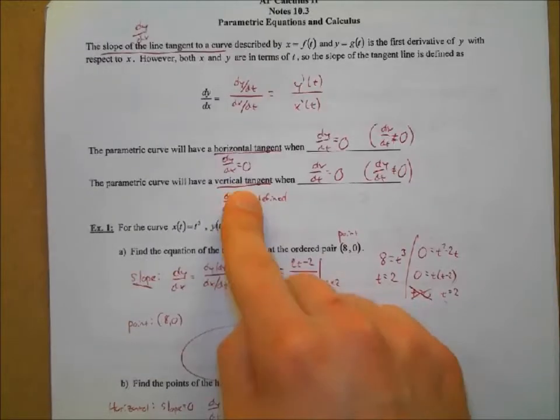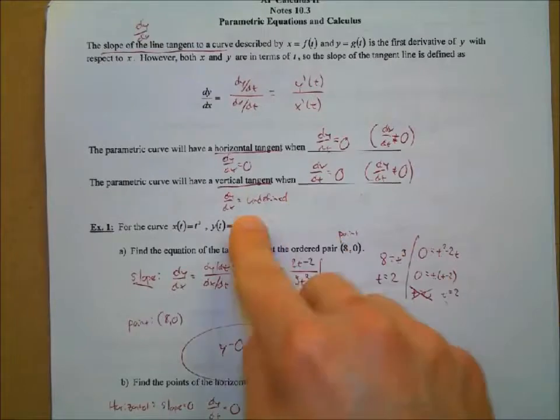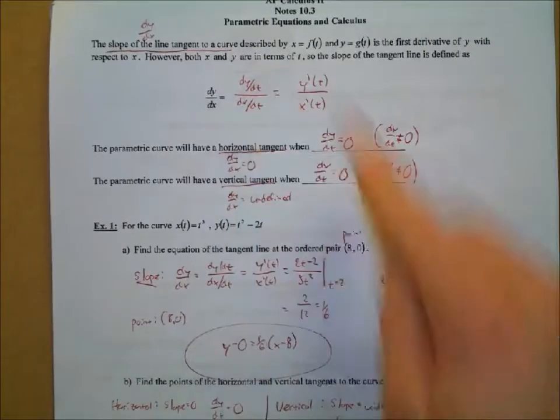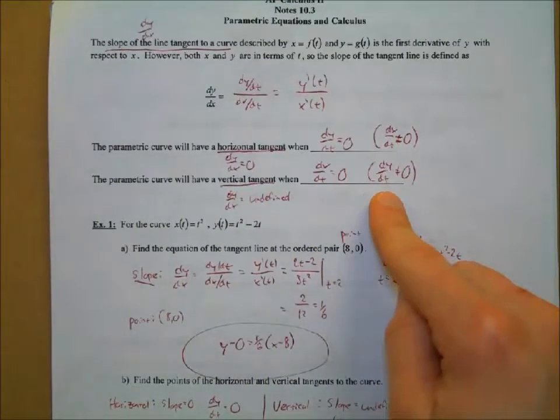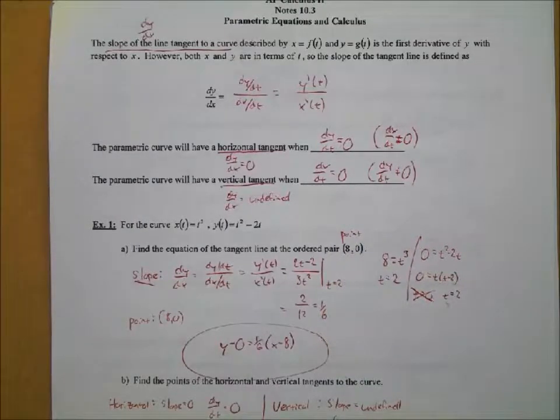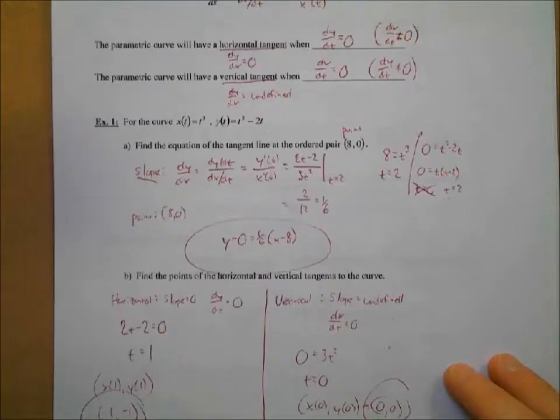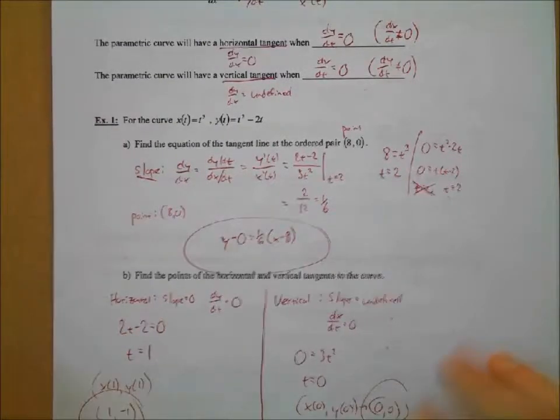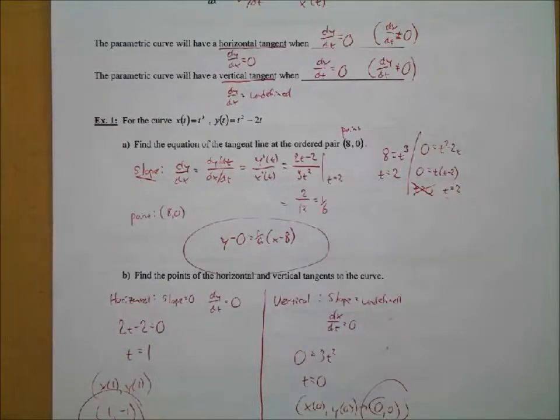Same thing with a vertical tangent. We would want our denominator to be 0, so we would be undefined there. So we'd set dx/dt equal to 0, but of course we also don't want dy/dt to equal 0 simultaneously because, again, it would be indeterminate form. We did some problems finding the slope of a tangent line, or finding the equation of a tangent line, finding horizontal and vertical tangent locations.